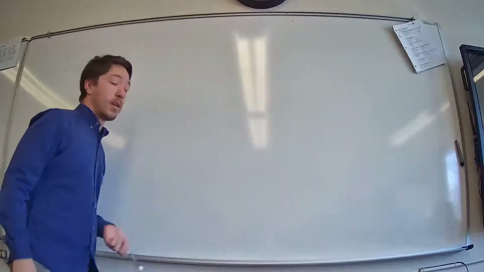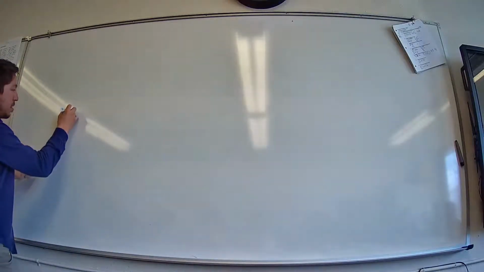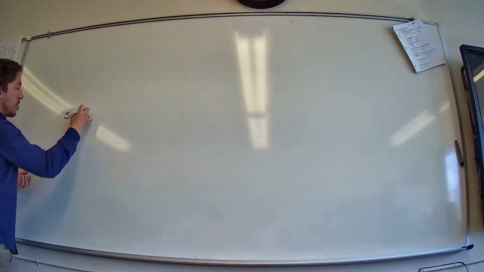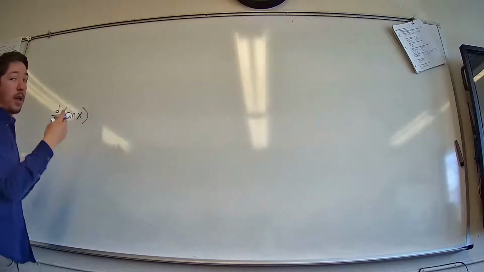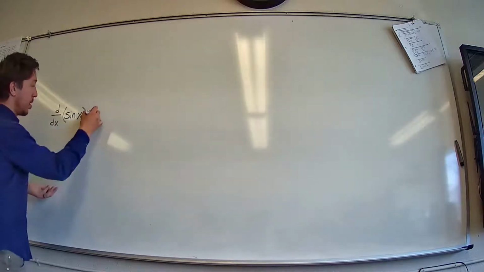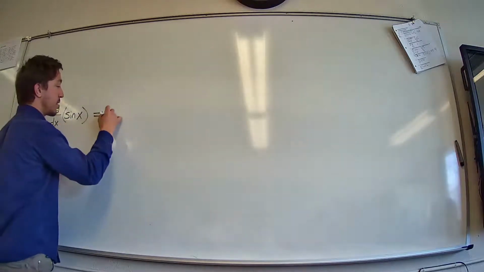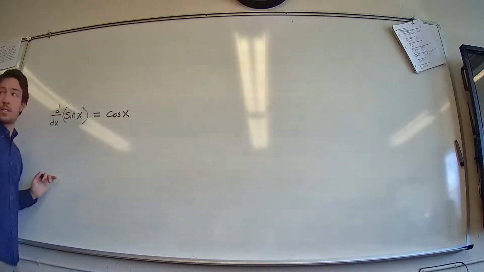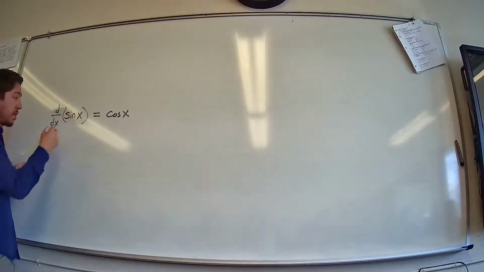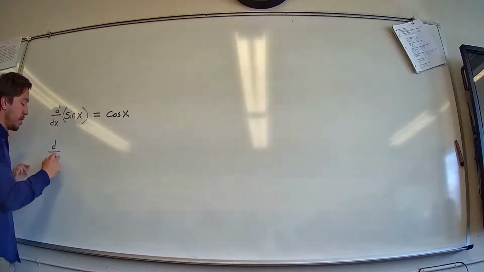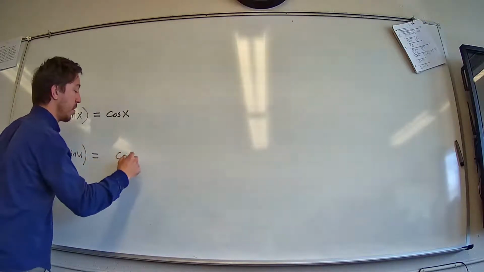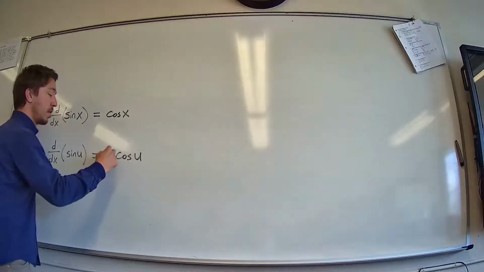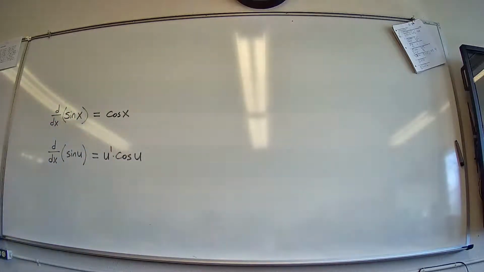I'm not going to write every single one on the board because I gave you that sheet. This is just yet another example of how the chain rule works. The derivative of sine of x is the cosine of x. So therefore, the derivative of the sine of u is the cosine of u with u prime attached. It's as simple as that.